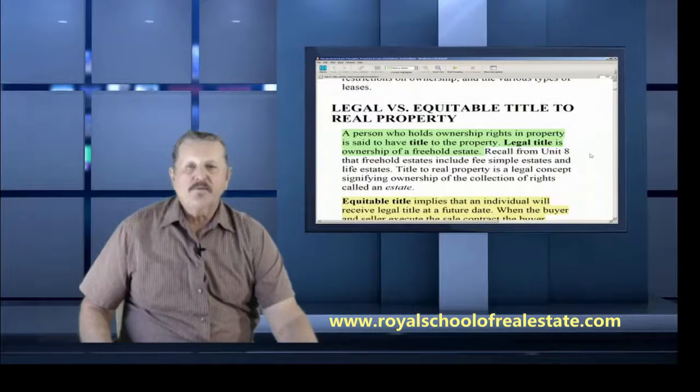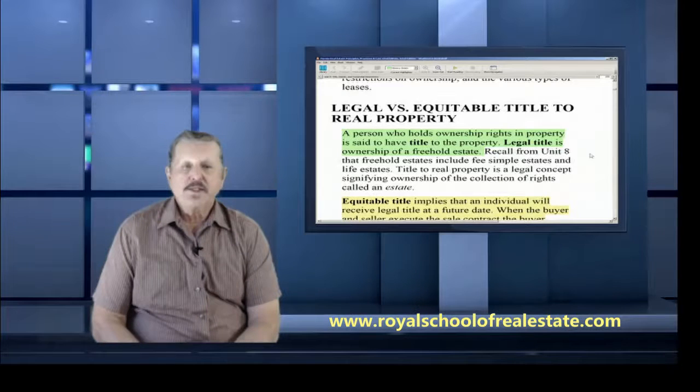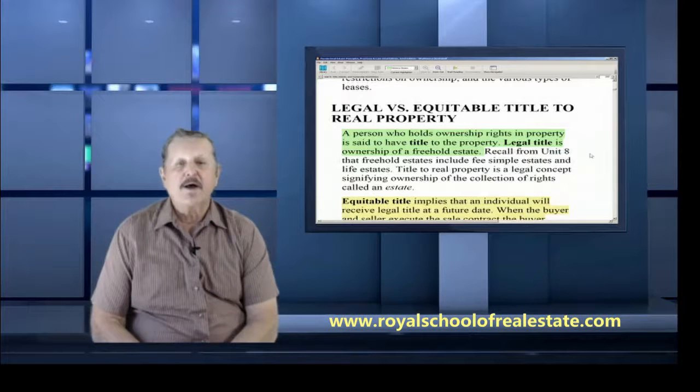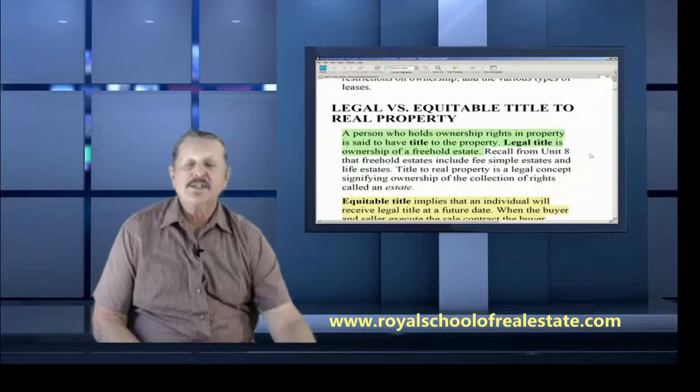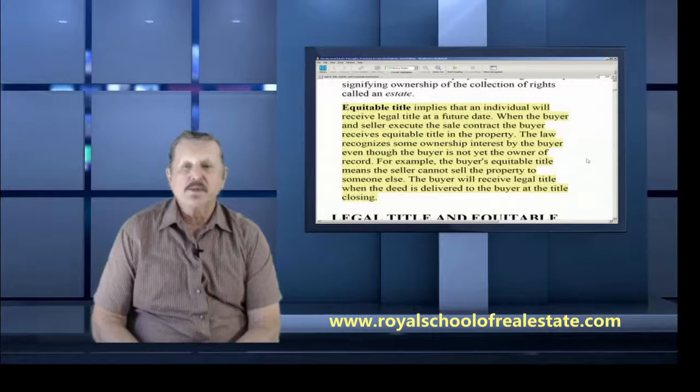The legal versus equitable title to real property. A person who holds ownership rights to property is said to have title to property. Legal title is ownership of a freehold estate. An equitable title implies that an individual will receive legal title at a future date.